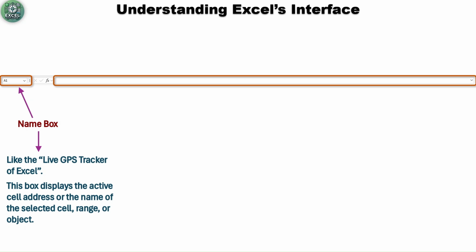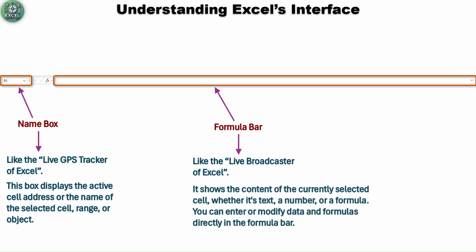So, the name box is your live navigator for getting around Excel with precision. Right next to it, we have the formula bar, Excel's live broadcaster. The formula bar shows exactly what is inside the cell you have selected, whether it's plain text, a number, or a formula. It is like a live feed of whatever's happening in that cell, giving you full visibility. Not only can you view content here, but you can also edit or enter new data and formulas directly. Just click into the formula bar, type what you need, and hit enter. It's Excel's way of broadcasting each cell's content and letting you take control on the spot.